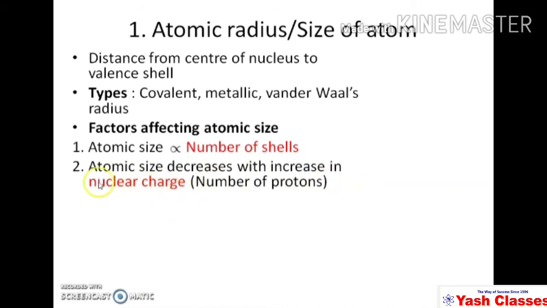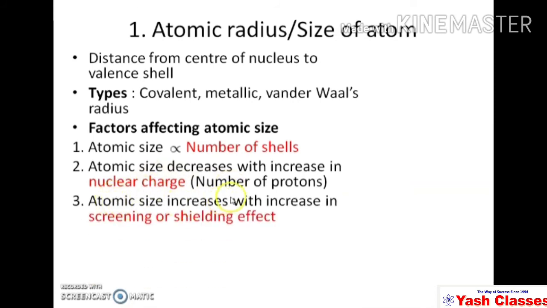Reason for this is, from left to right, number of shells remains constant, and progressively protons are added in the nucleus, and number of electrons also increases in the outermost shell. Therefore the force of attraction between protons present in the nucleus and outermost electrons progressively added in the outermost shell increases as we proceed from left to right in periodic table, and therefore the shell becomes more and more compact. The total result of this is that atomic radius, and hence atomic size, decreases from left to right in periodic table.